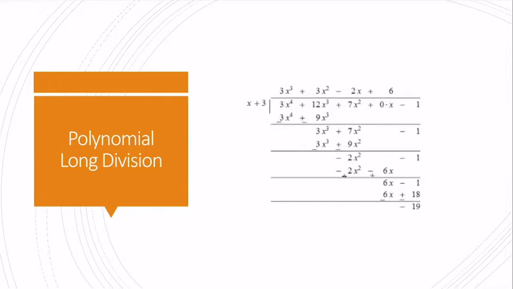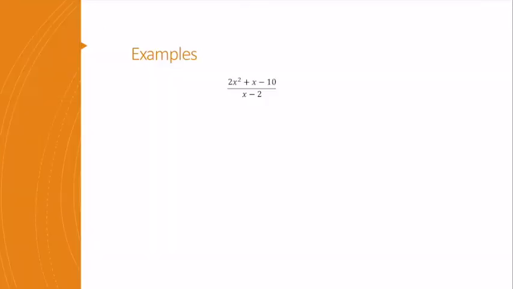Here's an example of polynomial long division worked out step by step in a lovely picture for you to use as a reference. So let's take 2x squared plus x minus 10 divided by x minus 2. And let me switch back to blue. I think that's easier to see on this white screen.